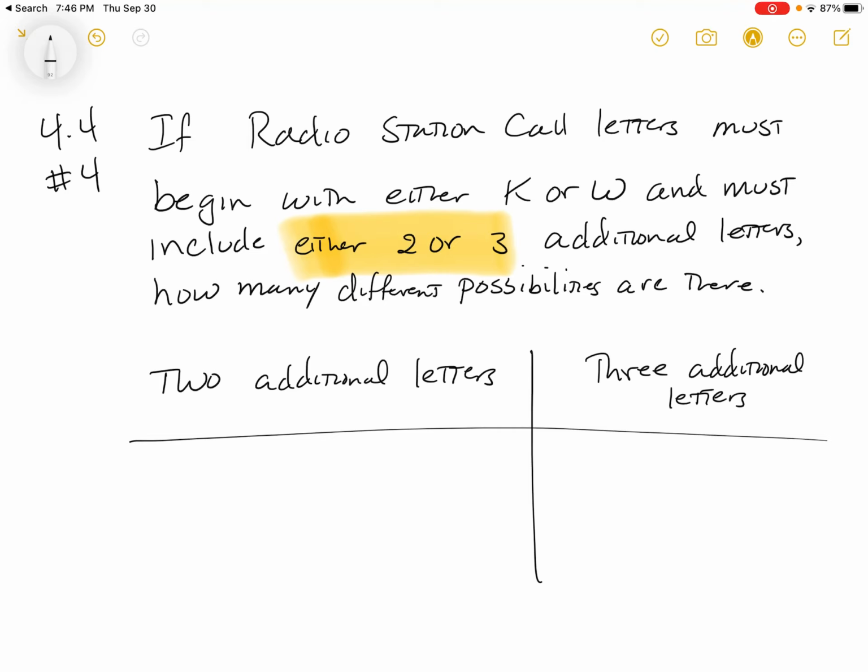As we go to work this out, if it's a radio station with 2 additional letters, then there's the first letter and 2 additional letters. The first letter can either be a K or a W, so there's only 2 choices for that first letter, not a whole bunch. But when I go to get the next letter, it really could be anything. It could be K, Z, W, whatever, right? So I have 26 choices for that letter, and 26 choices for the following additional letter.